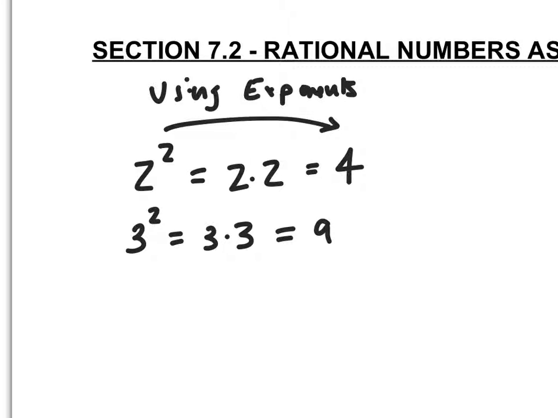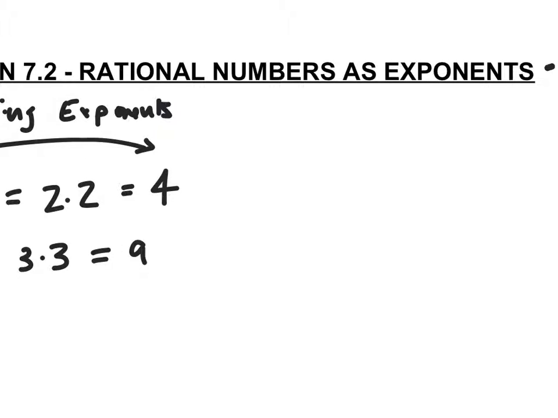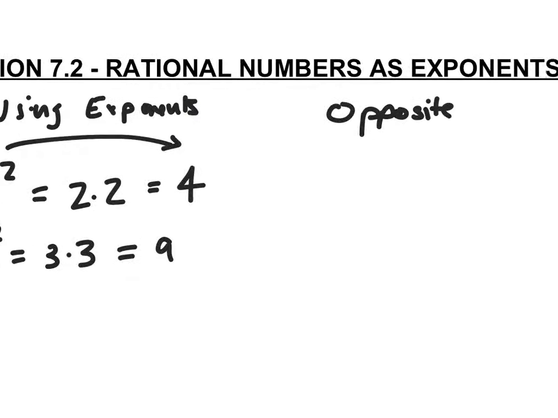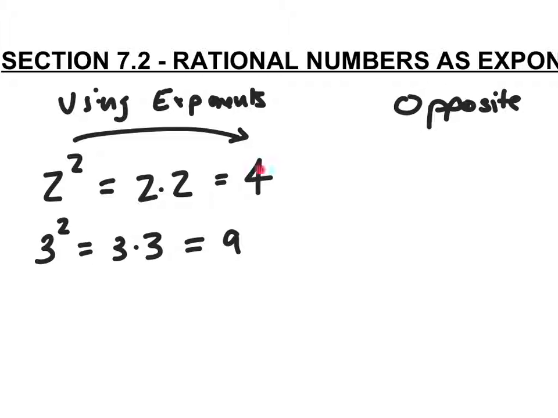Now I want to go the opposite direction. What do I have to do to 4 to bring this back and give me 2? The opposite operation would be to take the square root of 4, which brings me back to 2. If I take the square root of 9, it brings me back to 3. So this concept of a square root is a little bit interesting.